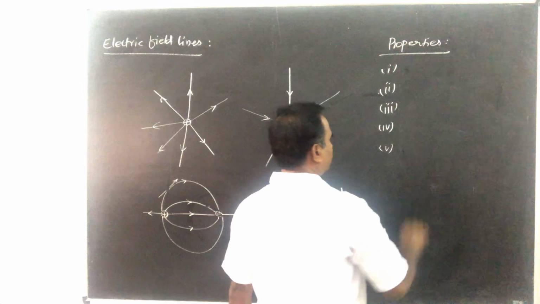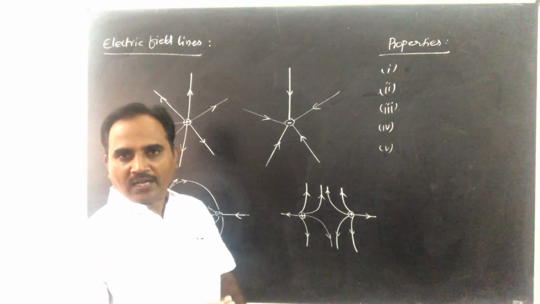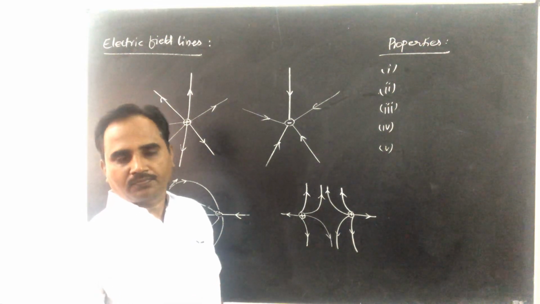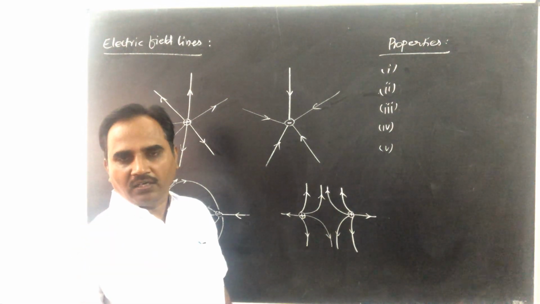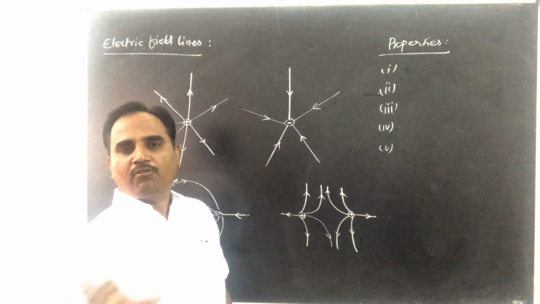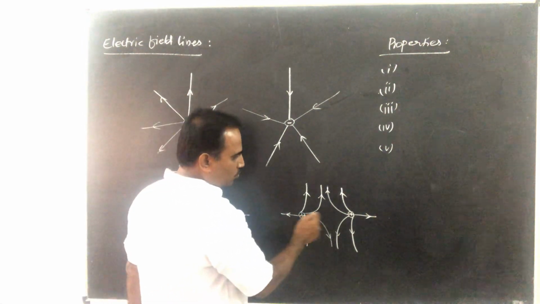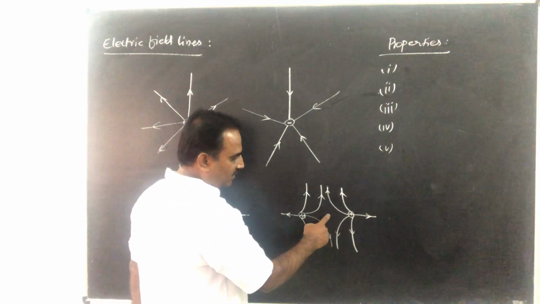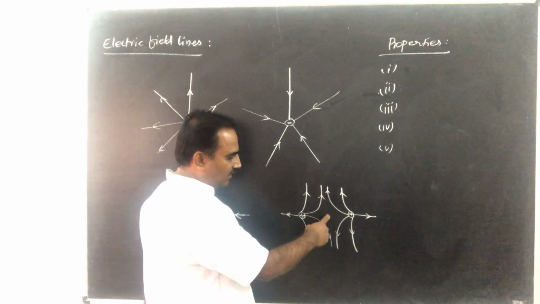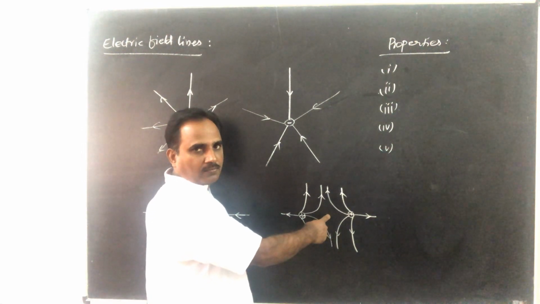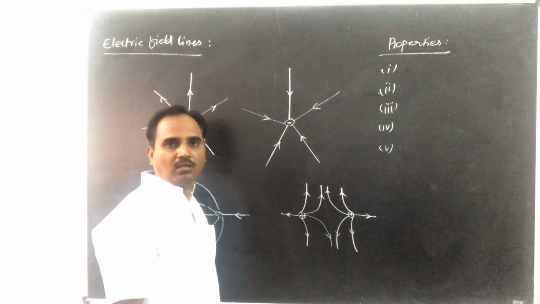The next thing is, in a region where there is no electric field, there will be no field lines. Here you see, if these two charges have equal magnitude, the resultant electric field here will become 0. This point where the resultant electric field is 0 is called a null point. So there will be no electric field lines passing through this type of null point.